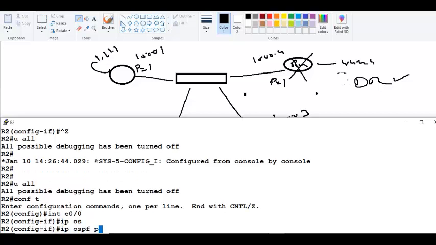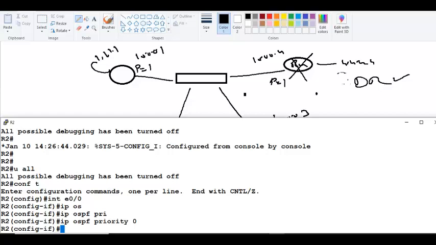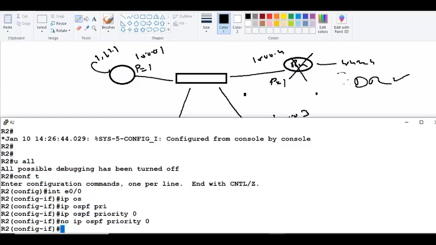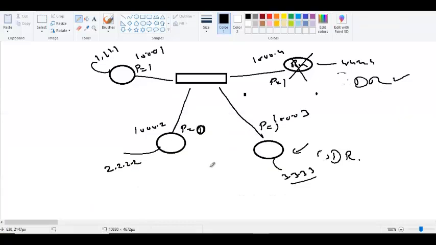See, for example, this is DR. This is BDR, isn't it? Now when R4 goes down, this becomes the DR. Now this will be skipped. It will not be considered. This will become BDR. Even though the router ID is bigger, it will not be considered. First it will check the priority. If there is a tie in the priority, only then it will check the router ID. Is there a tie in priority here? No. So this will become a BDR even though the router ID is smaller.